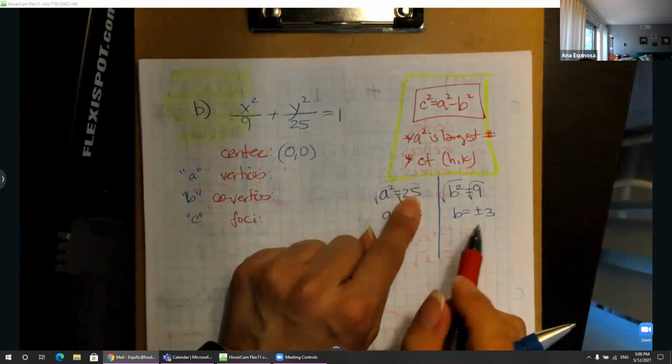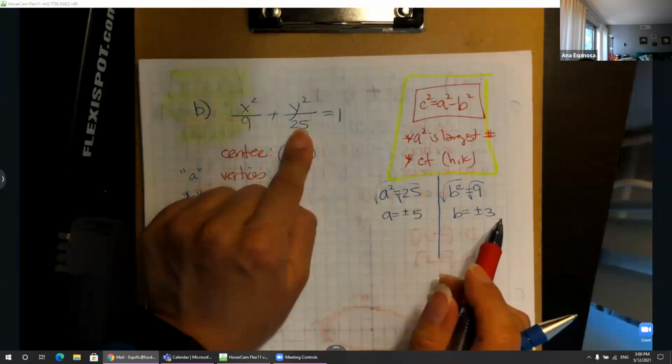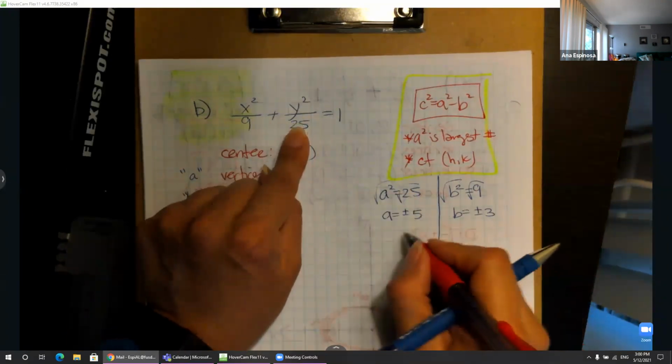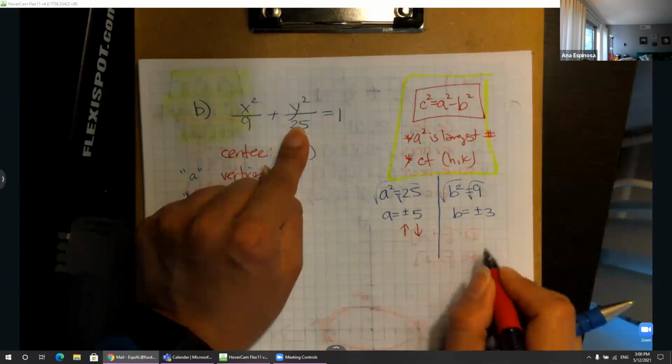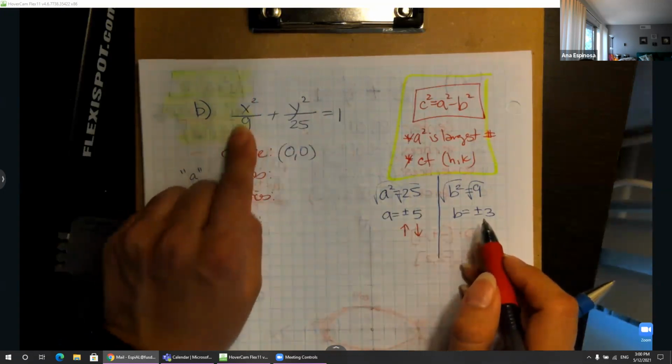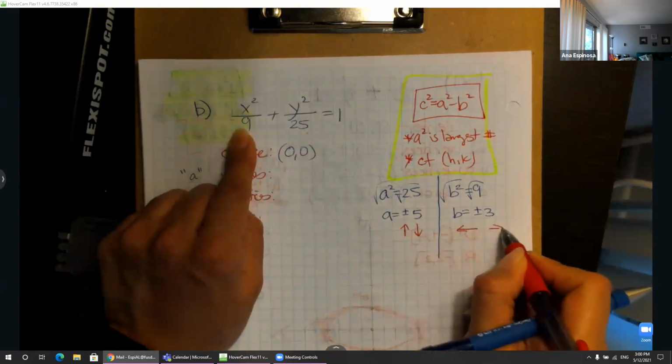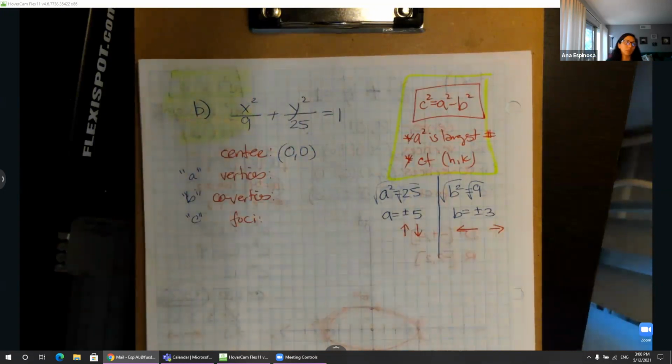You look under the 25. Look at the 25. It's under the Y, so that goes up, down. The 9 is under the X. X runs left, right. Those are basically the directions that you're going to run this, okay?